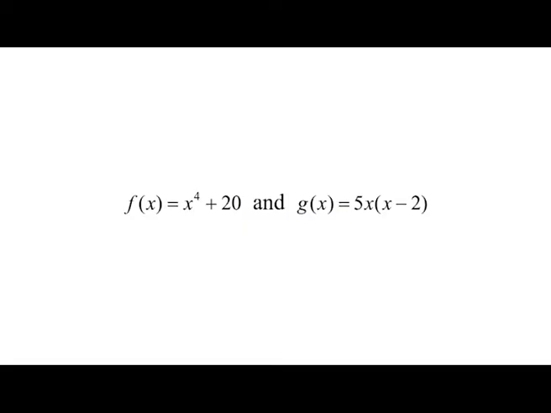Since c is an arbitrary real number, it follows that p is continuous at every point of the real line. Also, since p is an arbitrary polynomial, it follows that polynomials are continuous at every point of the real line. As an interval is a subset of the real line, in particular polynomials are continuous on every interval. For example, f of x equal to x to the power 4 plus 20 and g of x equal to 5x times x minus 2 are continuous at every point of the real line.